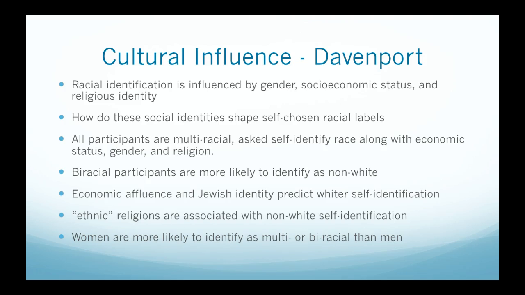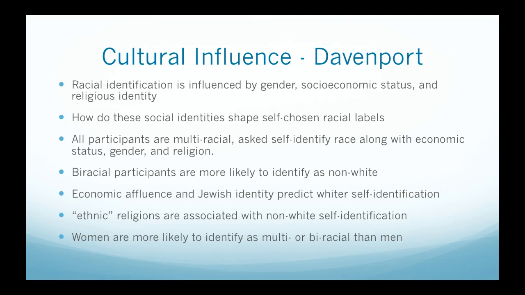I want to talk quickly about the cultural influences on racial categories and how we identify race. This is a study done by Davenport. In this study, we're looking at how racial identification is influenced by gender, socioeconomic status, and religious identity. We know that these are related, but there's not a ton of research on this topic. So how do these other identities shape how you choose your own racial label? Again, we're talking about self-identity. How do things like your socioeconomic status and your religious identity influence how you choose to self-identify?